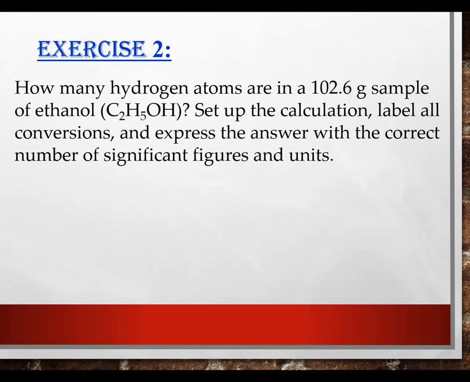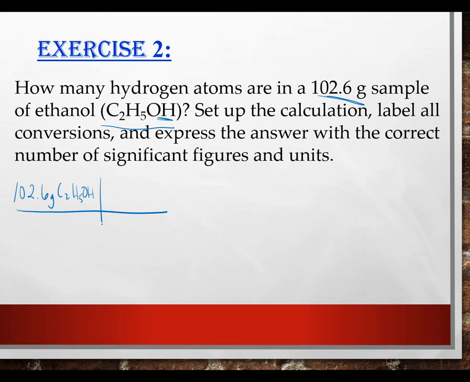All right, so let's take a look at an example problem here where we're going to use some of these concepts. How many hydrogen atoms are in a 2.6 gram sample of ethanol, another nice organic compound with that OH group on the end, that hydroxyl group. So we're going to set up this calculation, label the conversions, and express our answers with the correct number of sig figs and units like before. Starting over here, my given information goes in the upper left corner, and we're dealing with ethanol here.